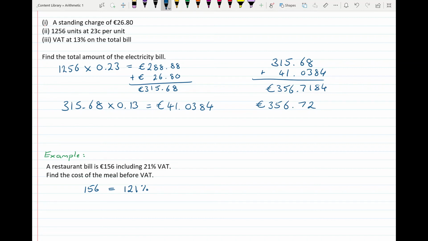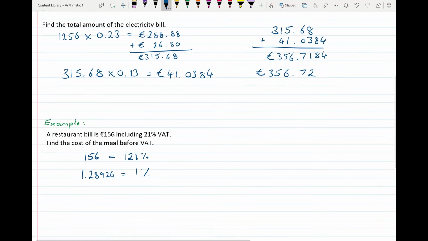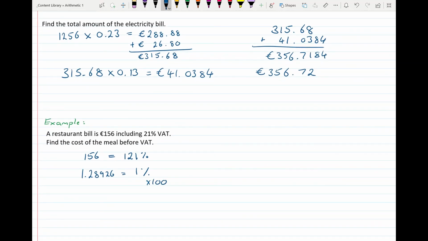We want to work backwards now to find out what 100% is. So I'm going to divide both sides by 121, and I'm going to get 1.28926. That equals 1%. And I got that by dividing both sides by 121. Then to go back up to 100%, if I multiply both sides by 100, I get 128.9256. That's 100% of the bill. And again, we're going to 2 decimal places because it's money, and I'm remembering to include my euro signs. So the bill originally cost €128.93.